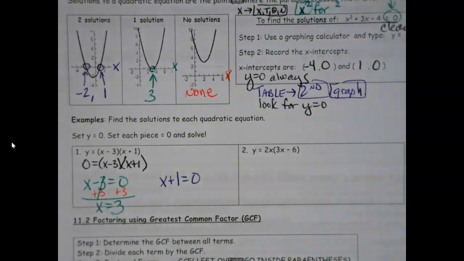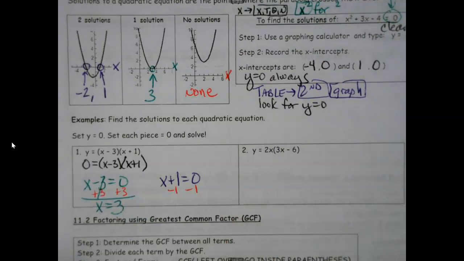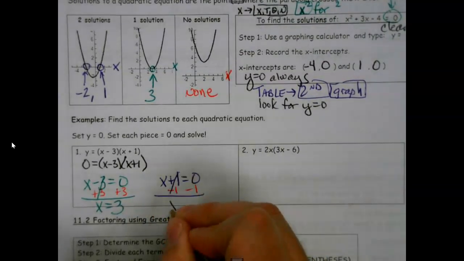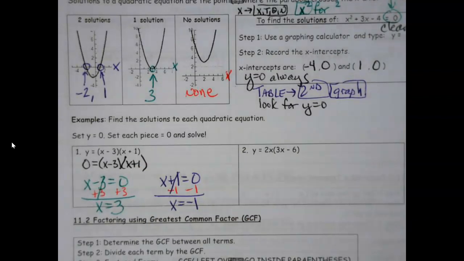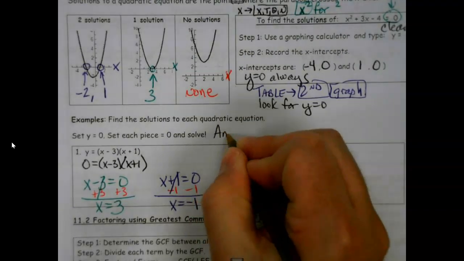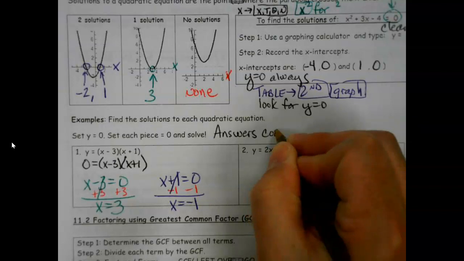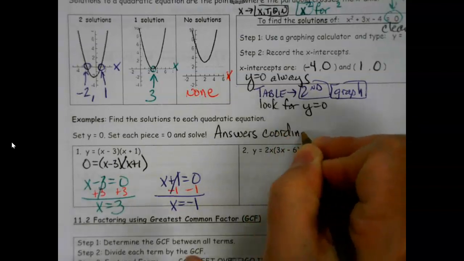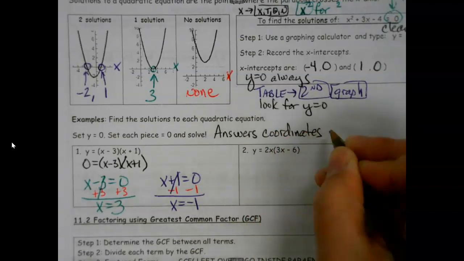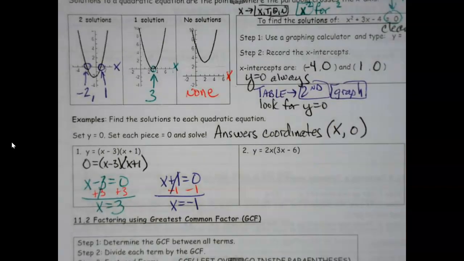And get my answer. I do my opposite. And I get my answer. But let me remind you, your answers are always going to be in coordinates. It's going to be the x value that you get and 0.